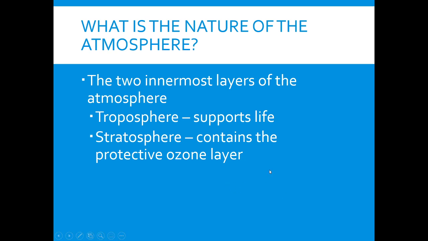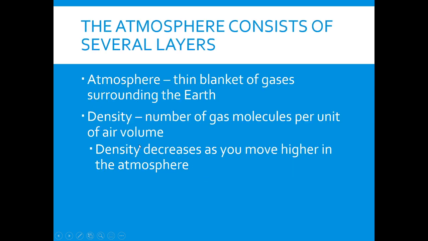The troposphere is what supports the life. The stratosphere contains the ozone layer, and realistically, what separates the troposphere from the stratosphere is the ozone layer, but the ozone layer is in the stratosphere. Now, what is an atmosphere? It's just a blanket of gases surrounding the Earth. It surrounds the Earth and allows us to live.